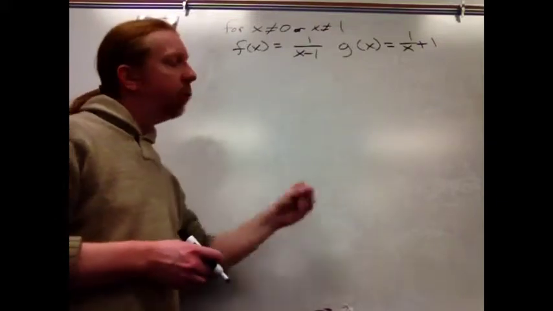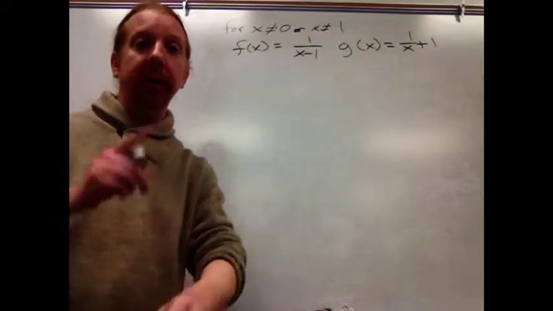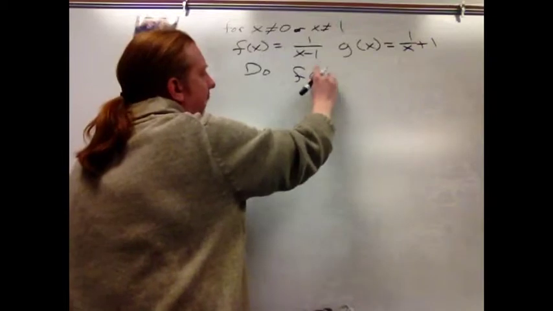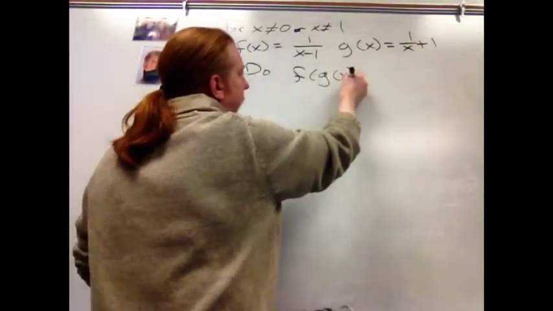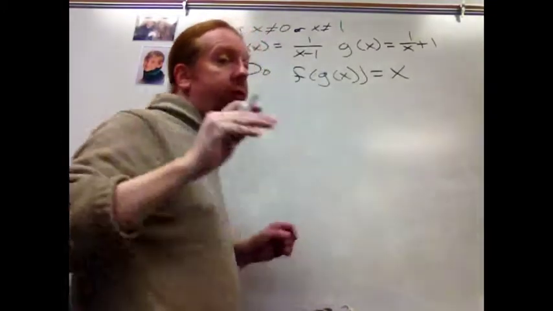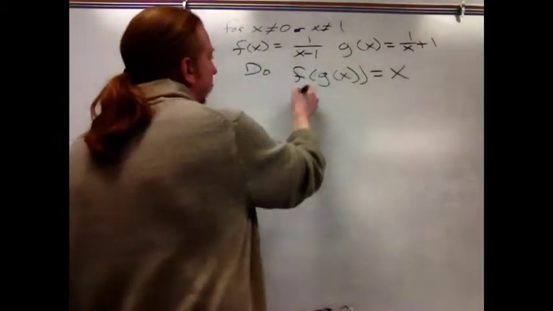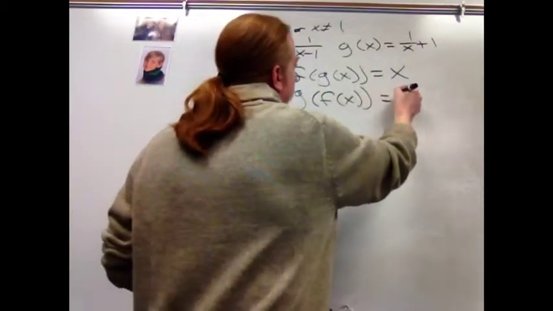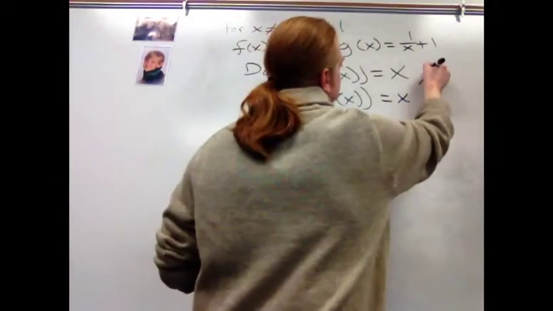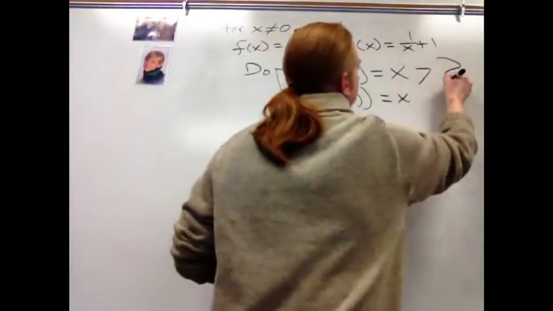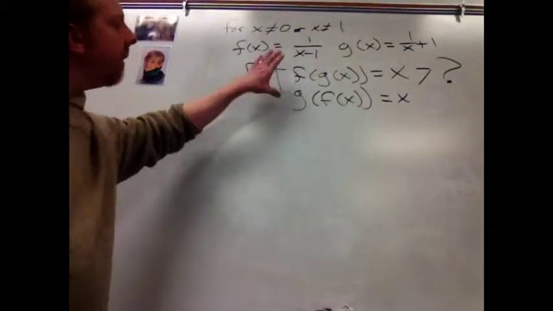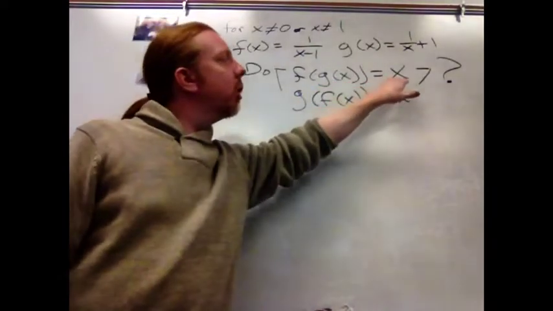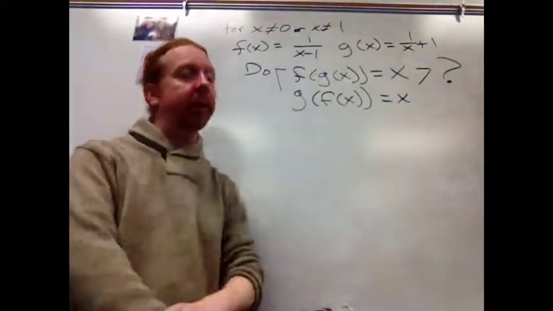Remember, if two functions are inverses of each other, that means that f of g of x will equal just x when I'm done. Also means g of f of x also will equal just x. So I have to check these two things out. I have to look to see, does the composition of the two functions always yield my basic variable or not?